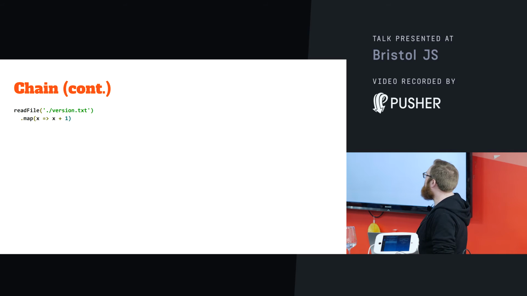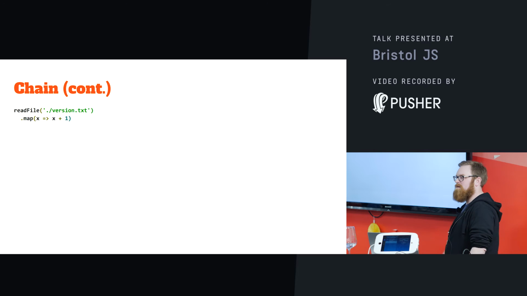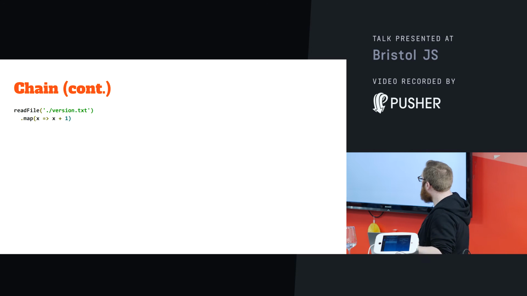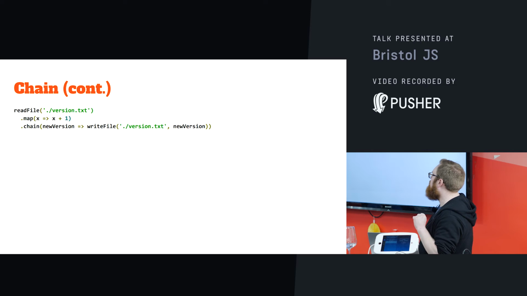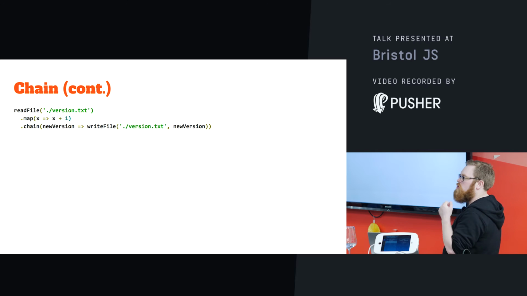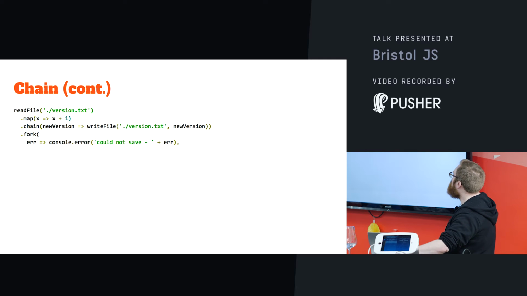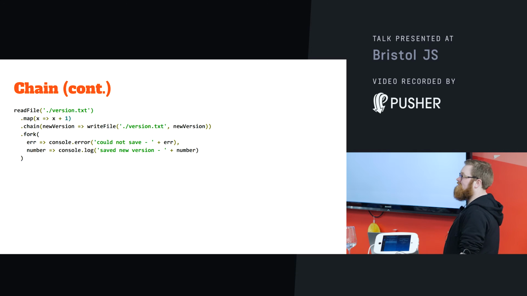So, as you can imagine, we're going to do that thing we always do. We're going to increment our number, add 1 to it. And then, chain comes in. This is where we take our new version number and we do write file back to version.txt with that new version number supplied. So, now we need to fork it. This tells the feature to begin its computation. Got a console error here for the error case, could not save, and give the reason why. And a success case, saved new version number. That is a working program.